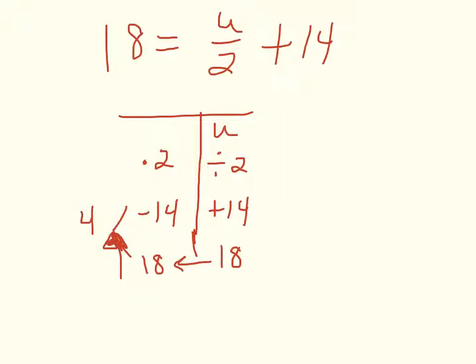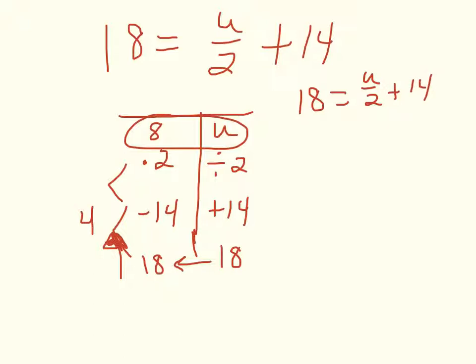And then we take our 4 and we multiply it by 2 and then we get 8. So u will have to equal 8. Last problem we did, we didn't check our answer, but let's check our answer now to make sure it's correct. This is our equation. We just found out that u should be 8, so let's plug it in and see if we get the right answer.